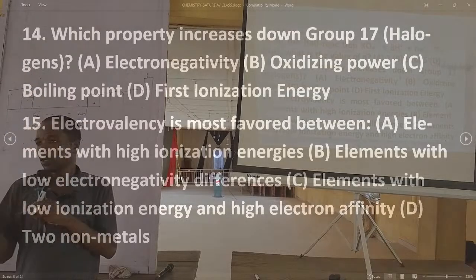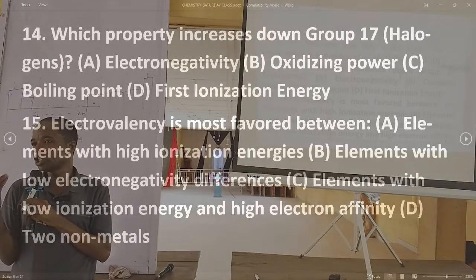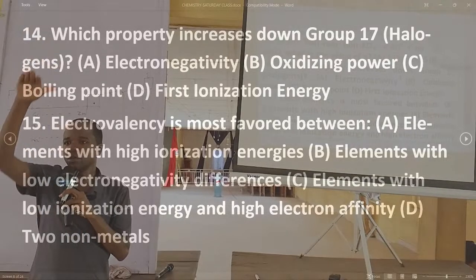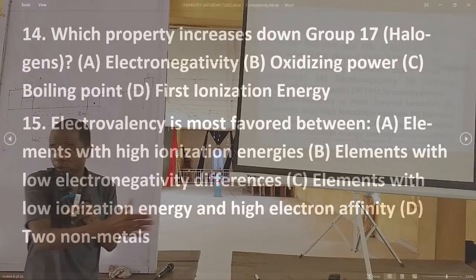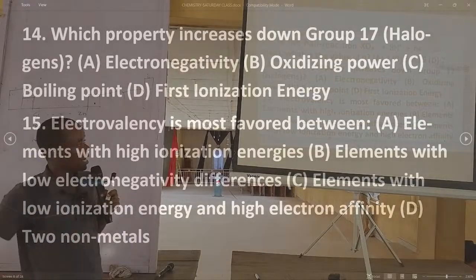As a matter of fact, electronegativity, ionization energy, electron affinity, the three of them will decrease from top to bottom down the group, and they will increase from left to right across the period. The three of them: electronegativity will decrease down the group, electron affinity will decrease down the group, ionization energy will decrease down the group. So electronegativity cannot be the answer.